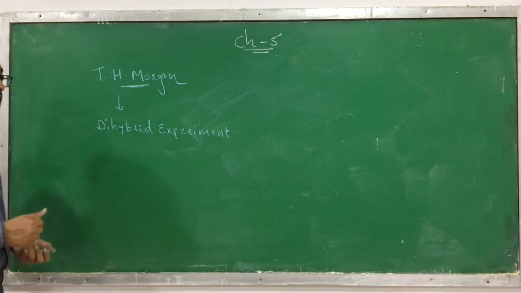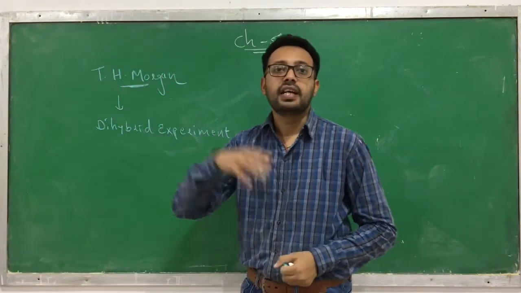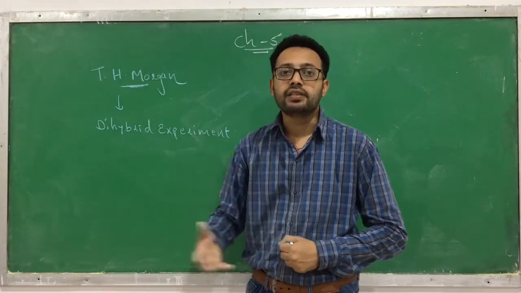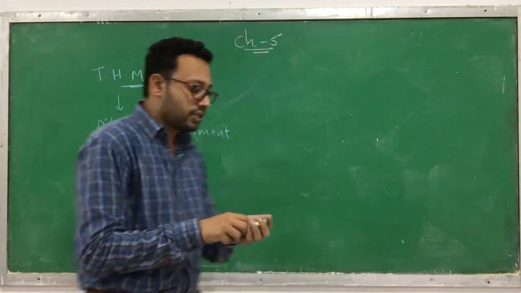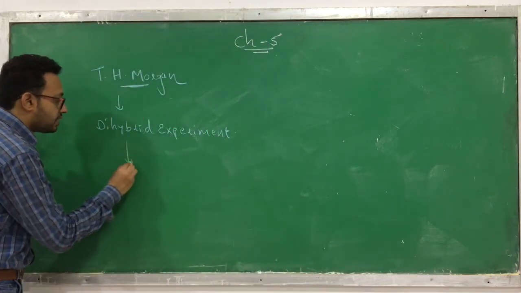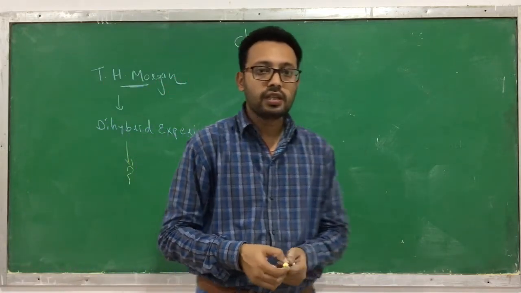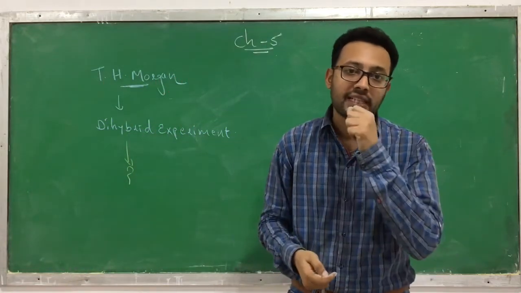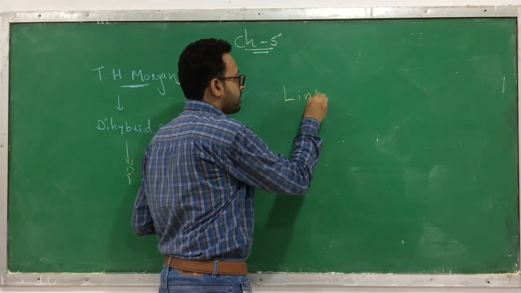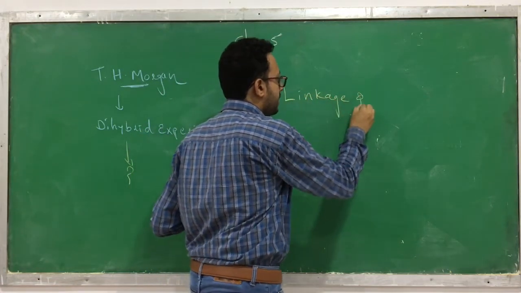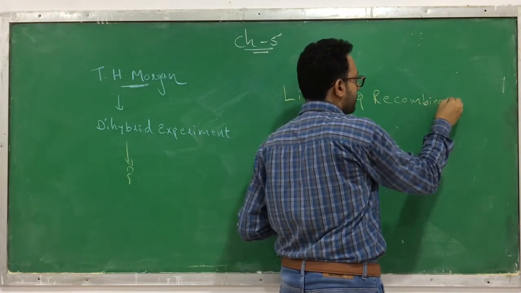Sometimes he gets the same result as Mendel, but many other times he is not able to get the same result. Now the question comes: why is this person not getting the same result as Mendel? And the new principle that comes into existence is called linkage and recombination. This is the new concept that comes.